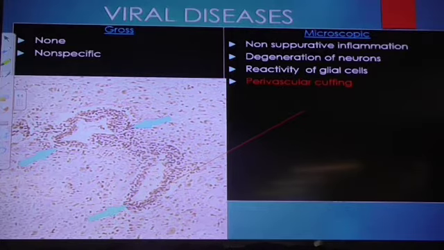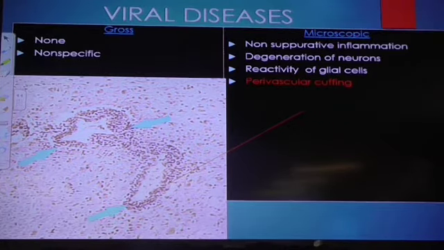The classic, when you write down your notes, classic microscopic presentation is what we call perivascular cuffing, meaning that blood vessels are surrounded by lymphocytes within the CNS. That is a classic. Whenever I look at the brain of any animal and I see perivascular cuffing, I may not know what the viral etiology is, but I know it's not bacterial. I know most likely it's going to be viral etiology.